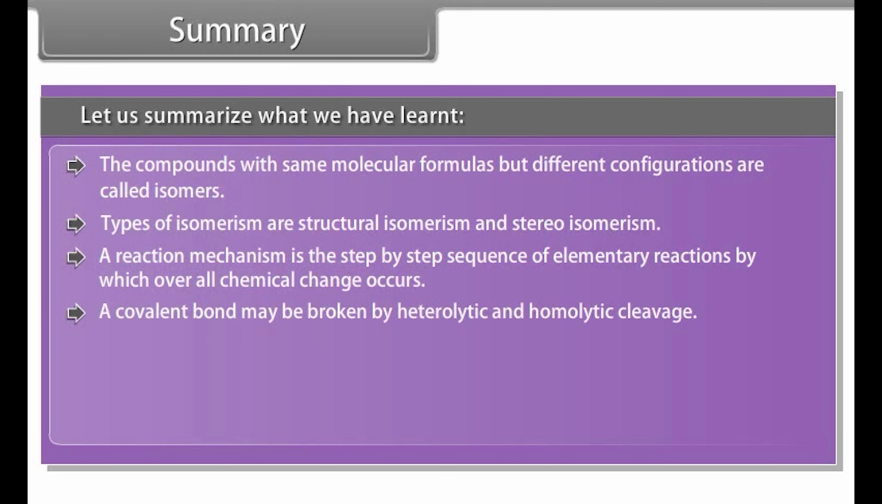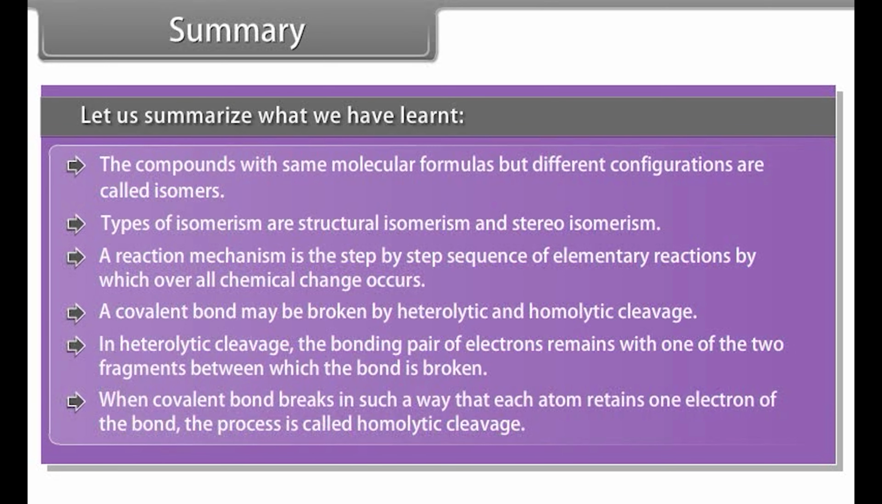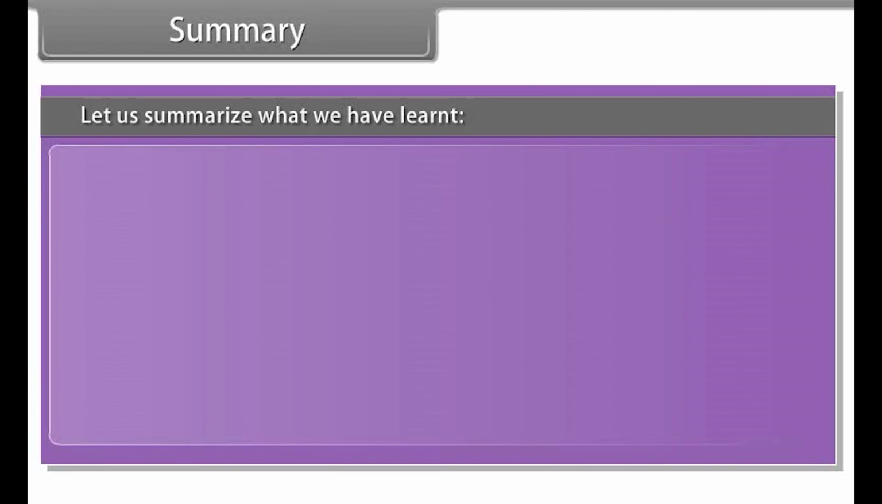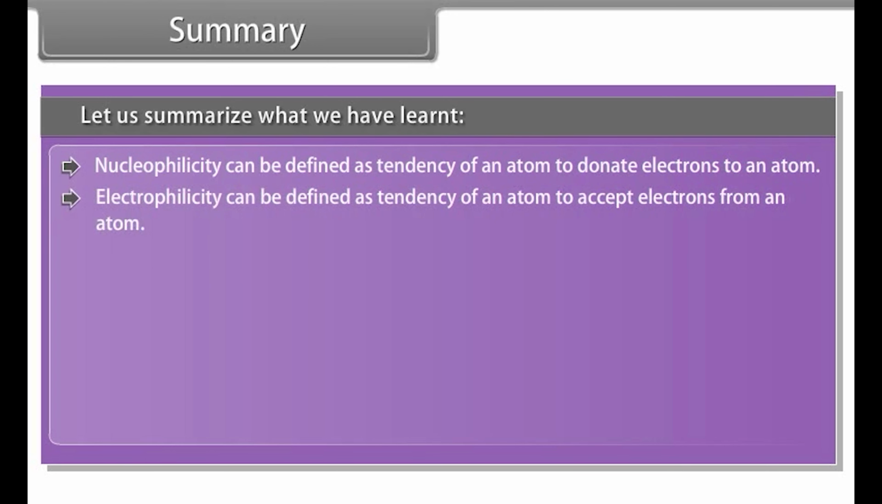A covalent bond may be broken by heterolytic and homolytic cleavage. In heterolytic cleavage, the bonding pair of electrons remains with one of the 2 fragments between which the bond is broken. When a covalent bond breaks in such a way that each atom retains 1 electron of the bond, the process is called homolytic cleavage. Nucleophilicity can be defined as the tendency of an atom to donate electrons to an atom. Electrophilicity can be defined as the tendency of an atom to accept electrons from an atom.